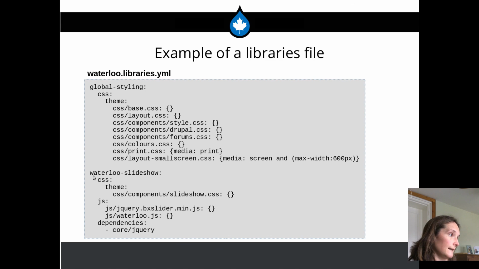And then here's a second library, the Waterloo slideshow library. It's loading some different things. One thing you need to do is that if you require jQuery, you need to specify it. So these JavaScripts here that are loading the slideshow, they depend on jQuery. So I need to list that as a dependency. Otherwise, jQuery is not going to load, which is good. You don't want it to be loading if you don't need it.